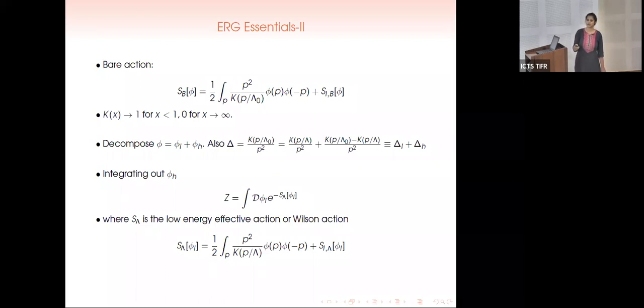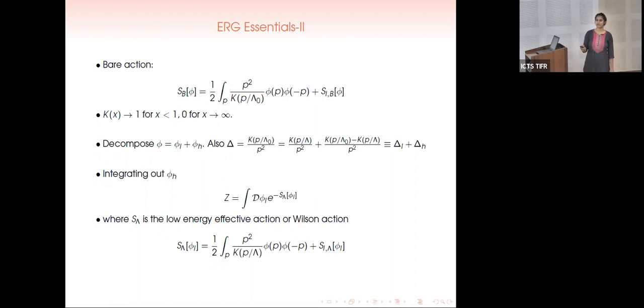If you combine these properties of K of x, you can see that phi L will propagate only modes less than lambda, and phi H will propagate modes between lambda naught and lambda. So these are called the low energy propagator and the high energy propagator. Now the work is to integrate out phi H. What we need to do is integrate out phi H. This is the action we are left with.